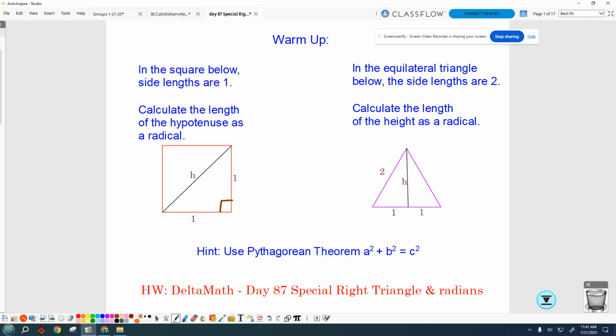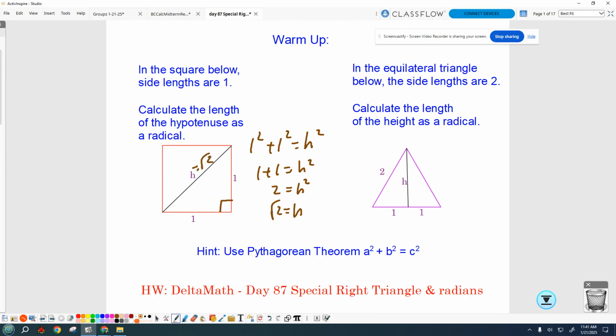So people said, I think I heard Trey saying, we would do Pythagorean theorem, which is length squared plus length squared equals hypotenuse squared. So h, in this case, is the square root of 2.